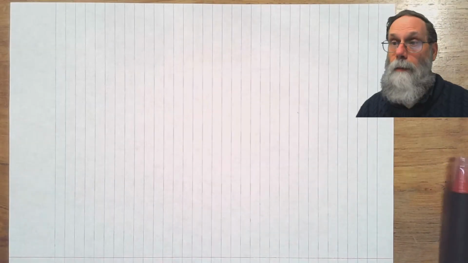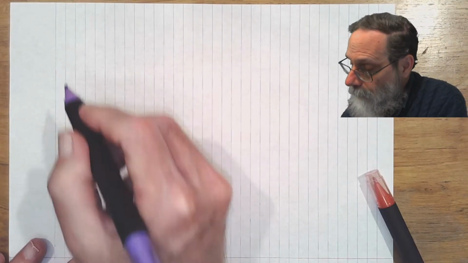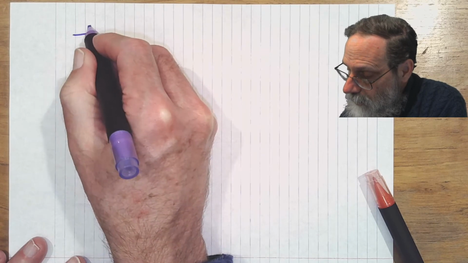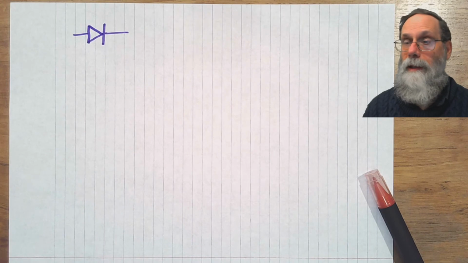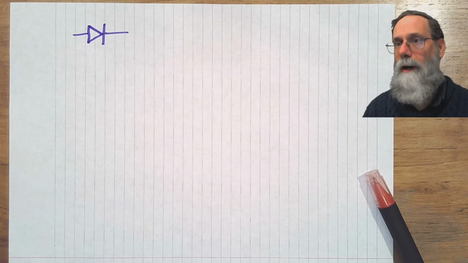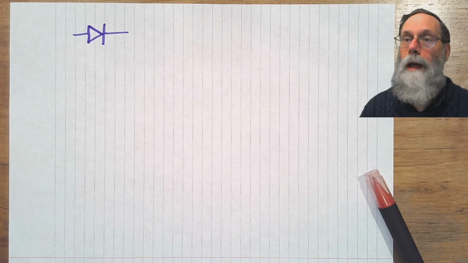Okay, so the symbol we use for a diode is a triangle with a vertical bar. Some people fill in the triangle solidly, but that's hard to draw. I just do a hollow one.